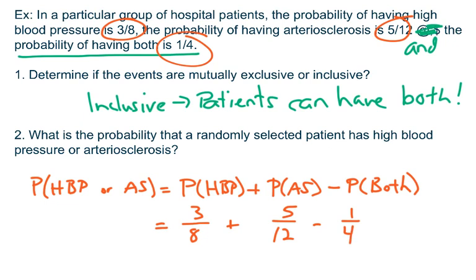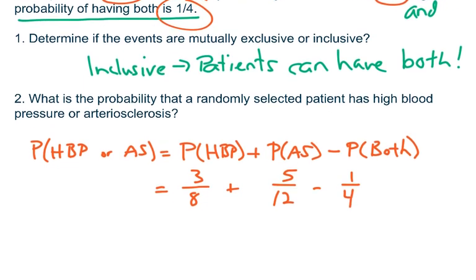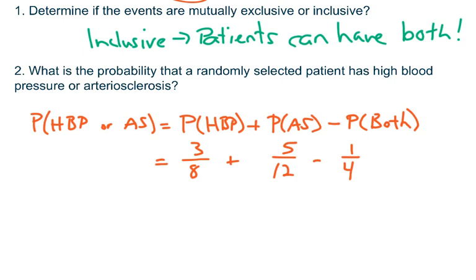Now you can use your calculator to do this for you. If you want to go ahead and make this into common denominators, feel free. But I think most of you are going to go right to the calculator, and I don't blame you. The probability that a randomly selected patient has high blood pressure or arteriosclerosis is going to be 13 out of 24. So there's a quick basic example of how to use or probability.